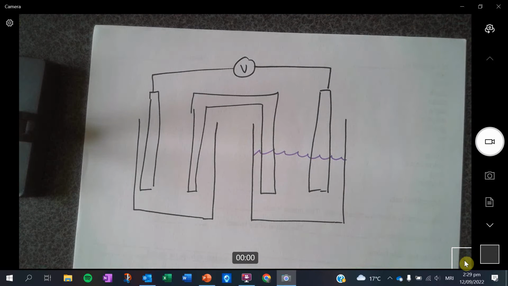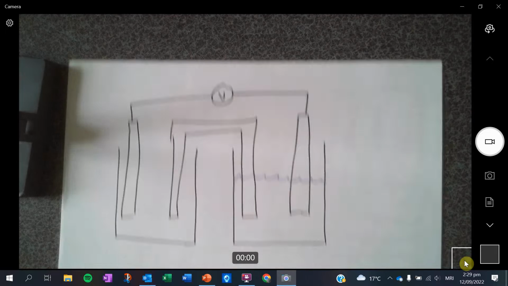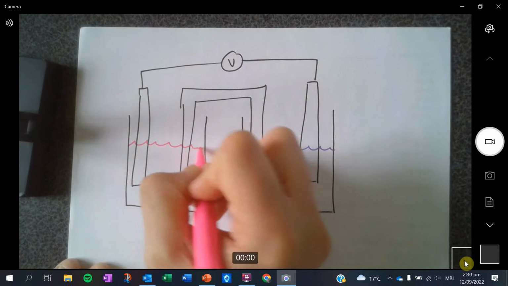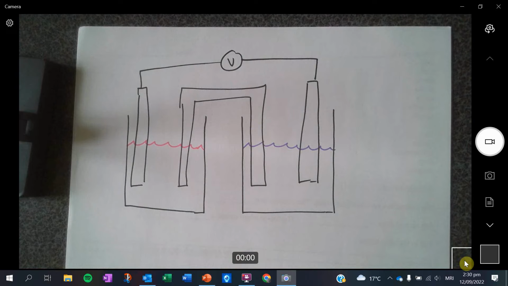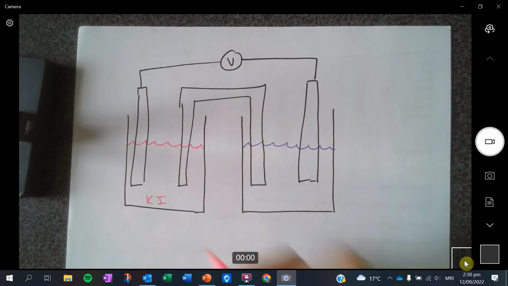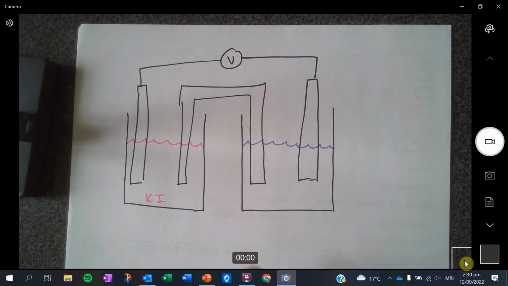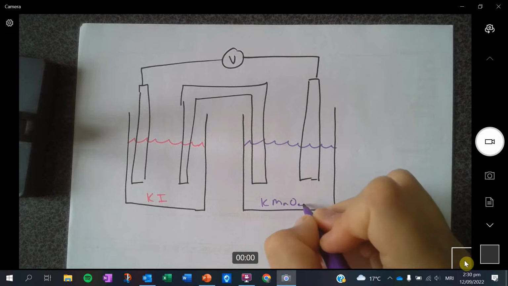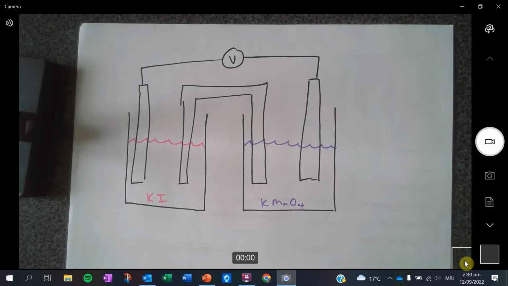All right, I'm just going to do some solutions, and I like to do them in different colors so that way we can annotate what's what. Do this guy. Okay. So the first thing I want to keep in mind is what do we have in our solution? So in this beaker over here, I'm going to give you potassium iodide. And this beaker over here, I'm going to give you potassium permanganate. So those are my solutions. They're obviously aqueous because we're only going to deal with aqueous in this case.